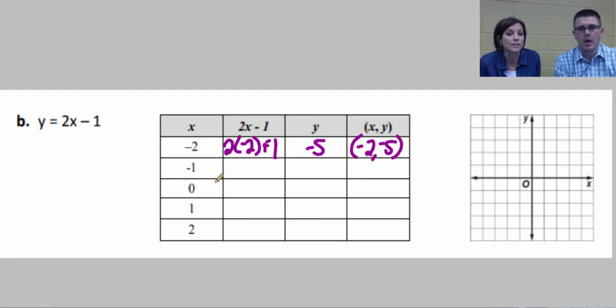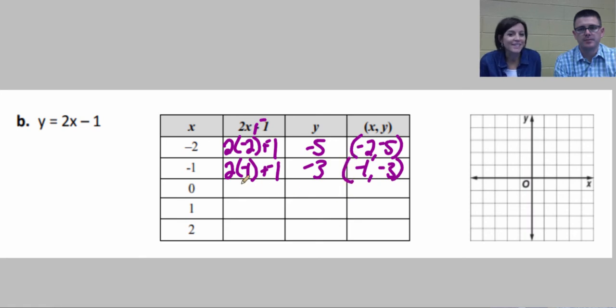Ooh, third quadrant. All right, plugging in a negative 1, so 2 times negative 1 plus our negative 1, since we know we can make it adding the opposite there. Negative 2 times negative 1 is negative 2, plus 1 is negative 3. So I have the point negative 1, negative 3.